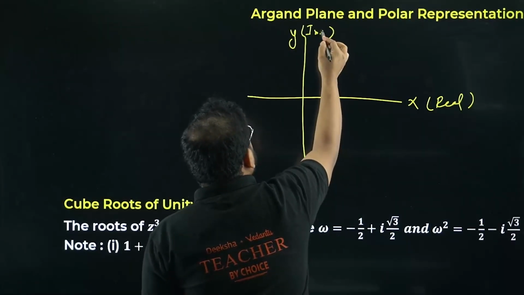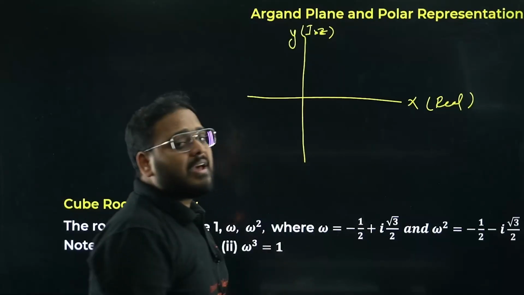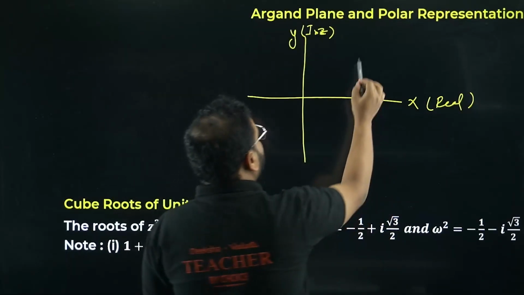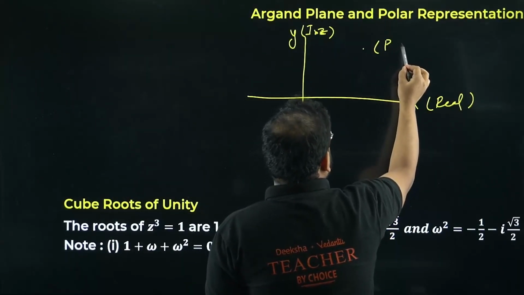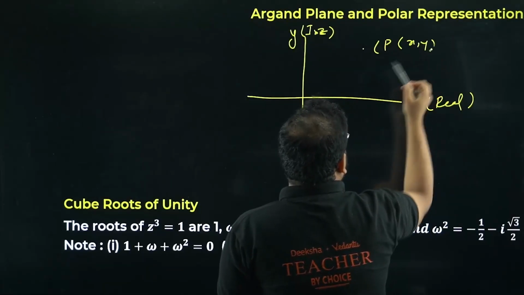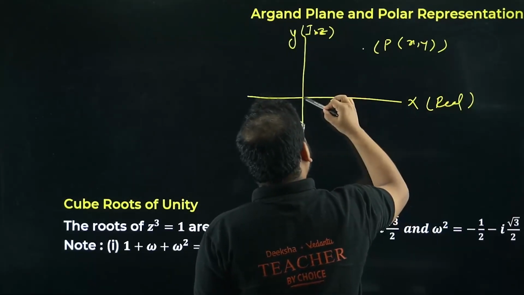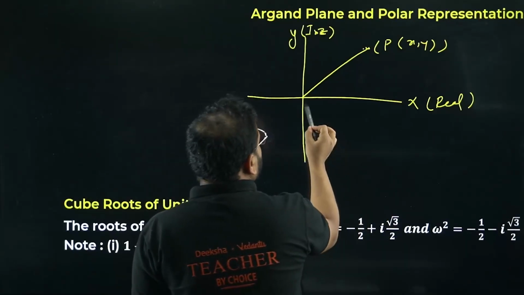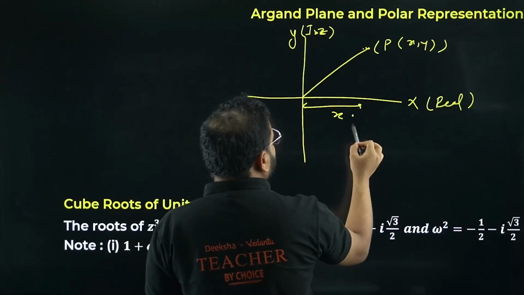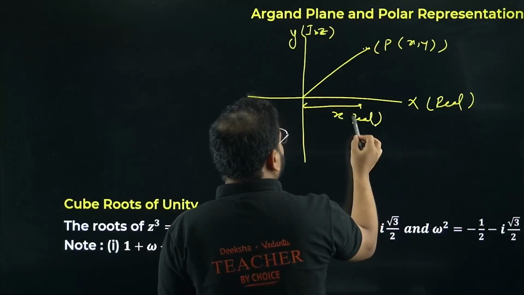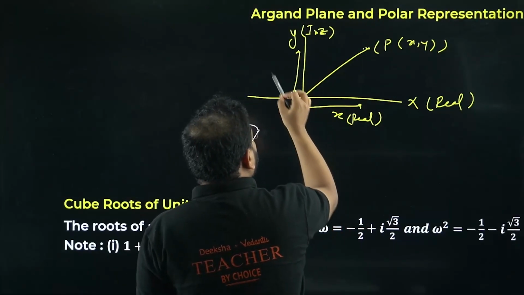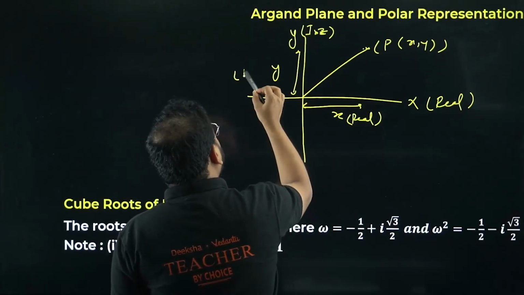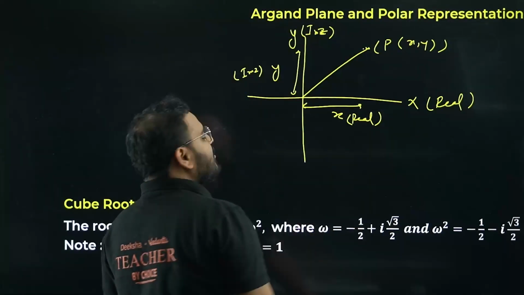Imaginary axis. Okay, imaginary axis. So if you take a point over here with the coordinate, of course, x comma y, what will happen now? You'll have this length as the magnitude of the complex number. Okay, so this will be your x, which will be a real value, and this will be your y, which will be an imaginary value.